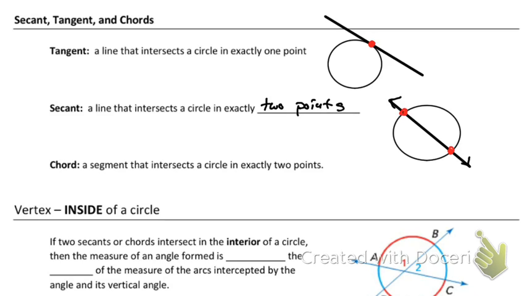All right, the last thing is just a chord. A chord is basically just a segment of a secant. It is a line that hits in 2 places as well, but it's a segment. So the only difference between a secant and a chord is a secant is a line, and a chord is a segment. Otherwise, they're the exact same thing. All right, tangent, secant, chord. Know them, love them. So if I say it, you can know how to draw it.